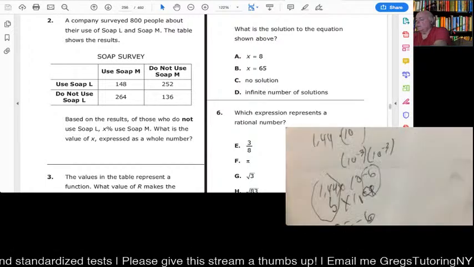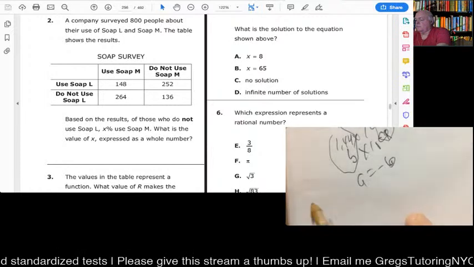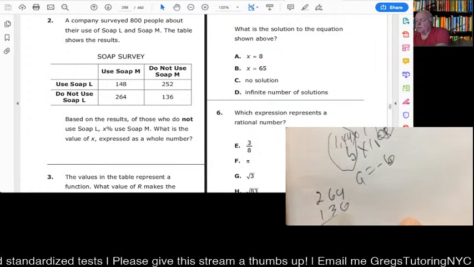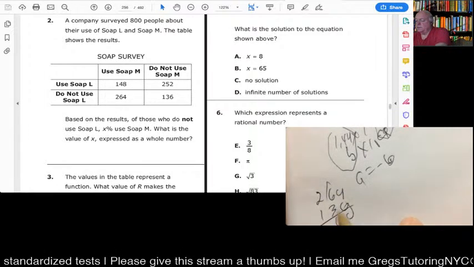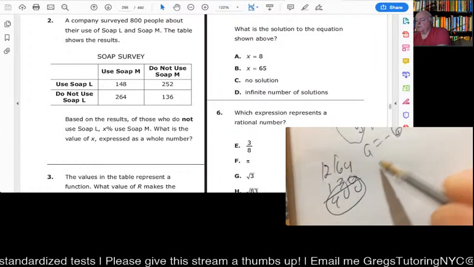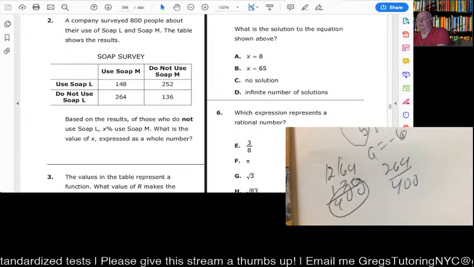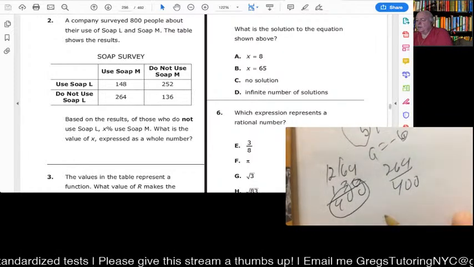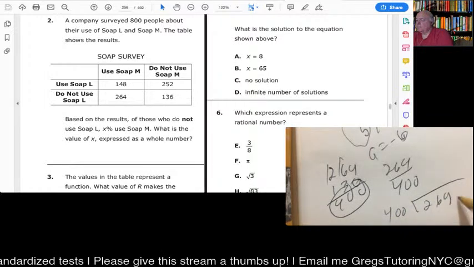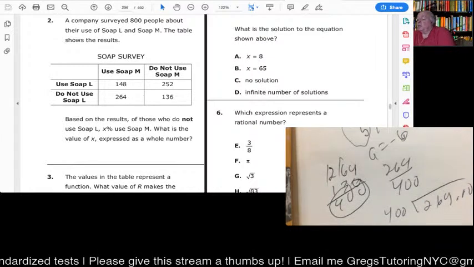So what we're going to get is 264 plus 136. Right? We're going to get 400. So it's going to be 264 over 400. Now this is a grid-in problem, so a lot of you are going to do this and then try to do all that division. And that'll work, but it's painful.